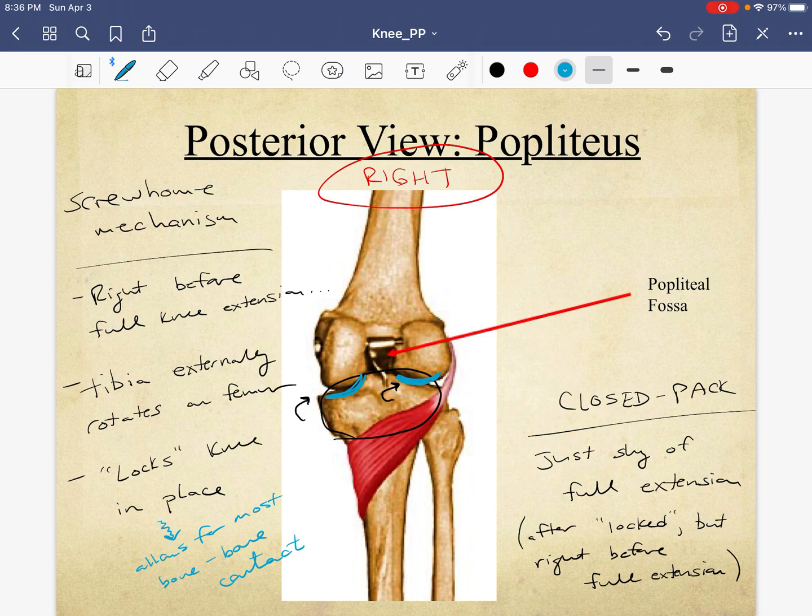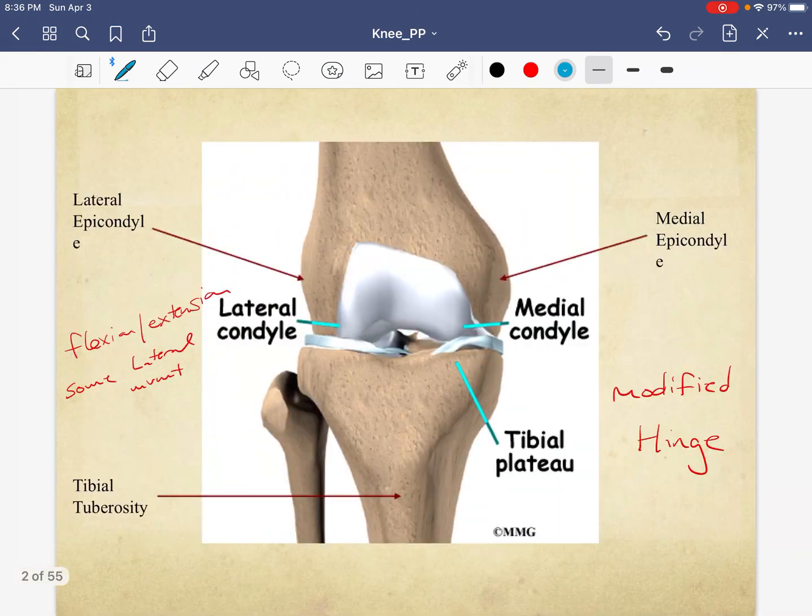So as we move on down the notes here, what movements are allowed? Well, we've already talked about it. It's a modified hinge joint. So of course, we're going to have flexion and extension, just like a regular hinge joint. But the added part is that lateral movement, that little rotation of the screw home mechanism. There is some gliding motion.